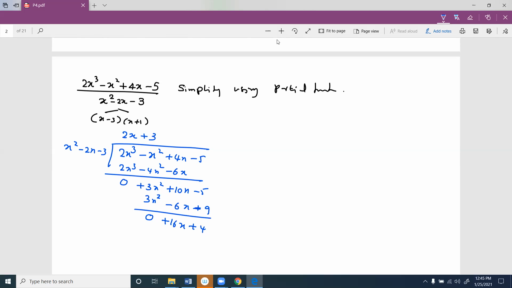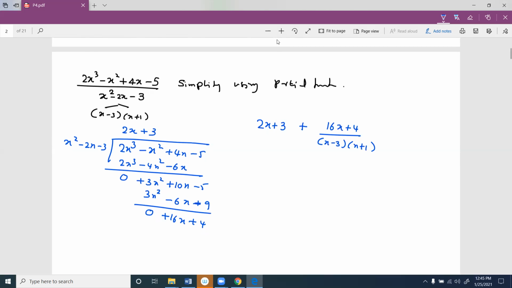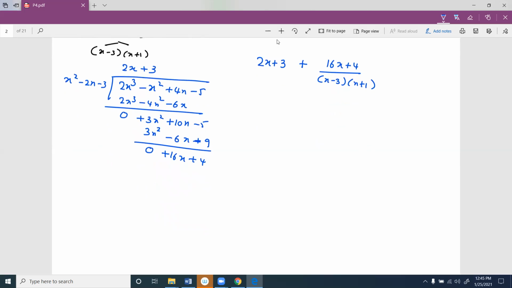Then what you can get here is that you can write the complete number as 2x plus 3 plus the remainder, 16x plus 4, out of the denominator, now written using these two factors: x minus 3, x plus 1. Now we need to do the partial fraction for this bit and write the final answer. Right? We'll go ahead with that part of it.